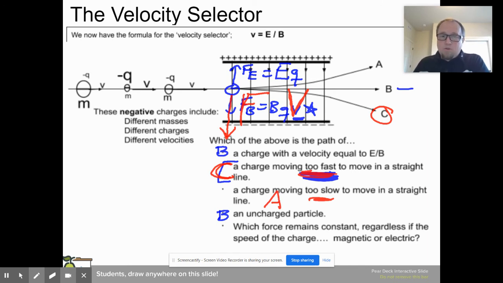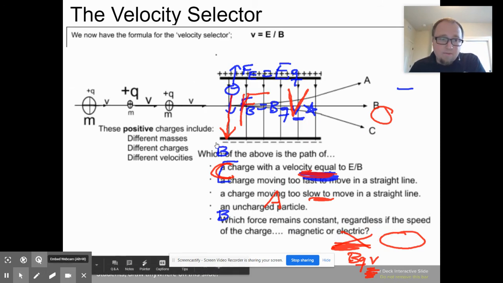Okay. And so which force remains constant? Your electric. Your magnetic changes. It is based off of the velocity. So if your velocity changes, your magnetic force changes. So that's really what we got going on.